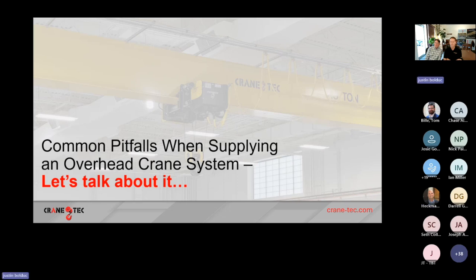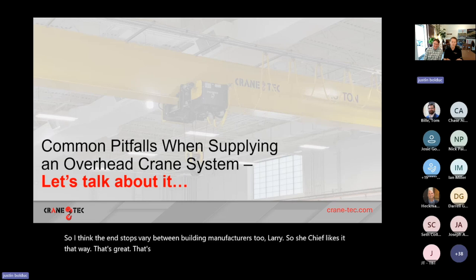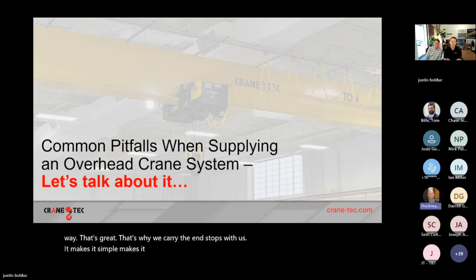Yeah. I think the end stops vary between building manufacturers too, Larry. So, Chief likes it that way. That's great. That's why we carry the end stops with us. It makes it simple.